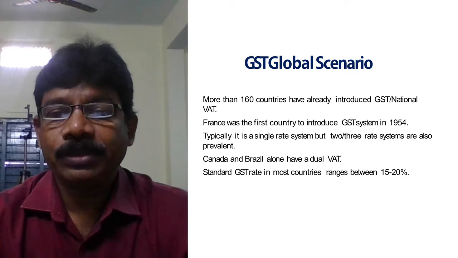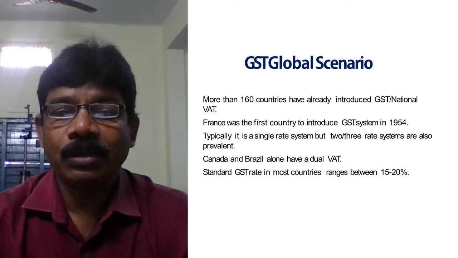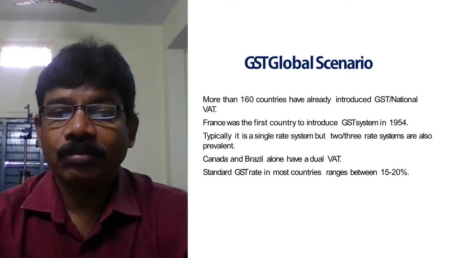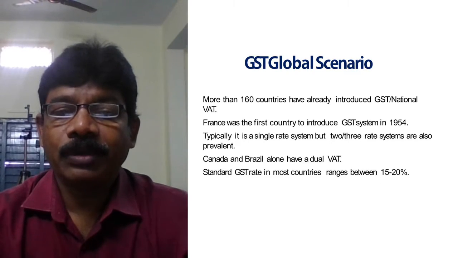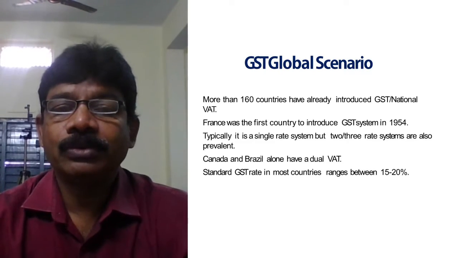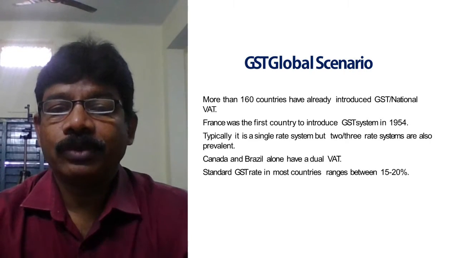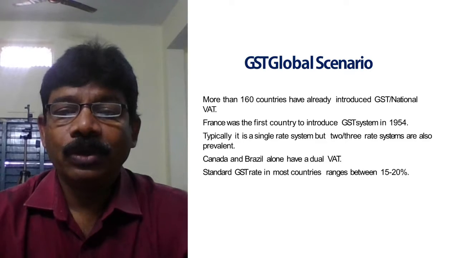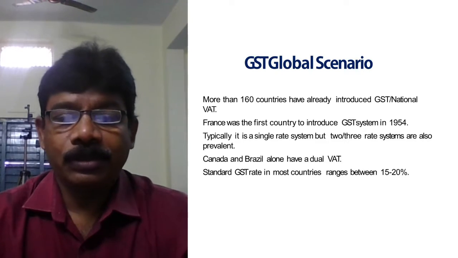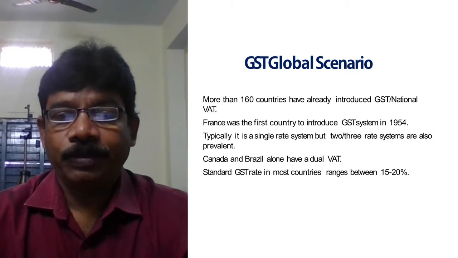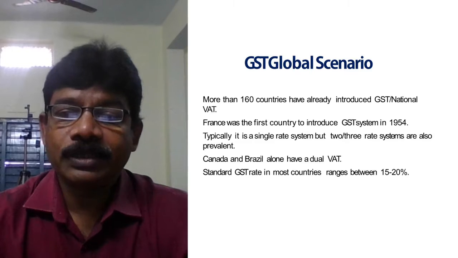Typically, it is a single rate system, but 2 or 3 rate systems are also relevant. In the next slide, we can see there is a single rate in many countries, but some countries are adopting 2 or 3 rates. India has adopted 5 rates. So we adopted 5 rates because of our country's structure. Canada and Brazil alone have dual VAT system, and standard GST in most countries ranges between 15 to 20%. Some of the countries are offering less than that also.